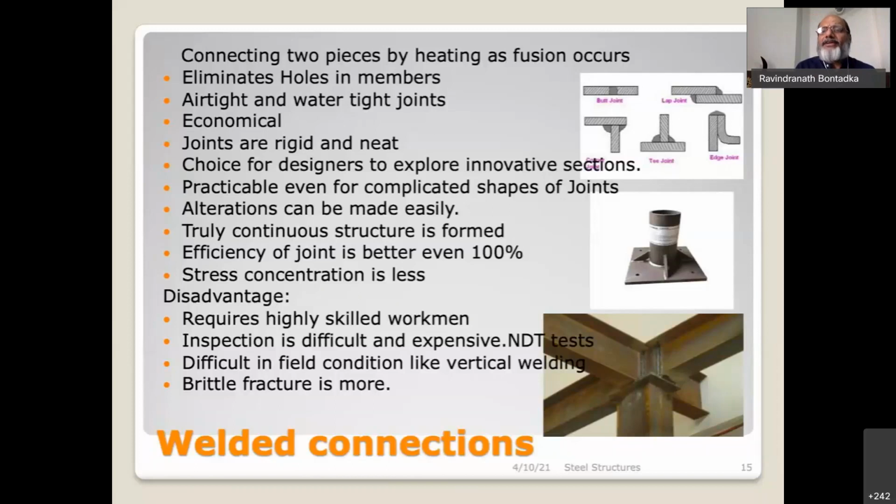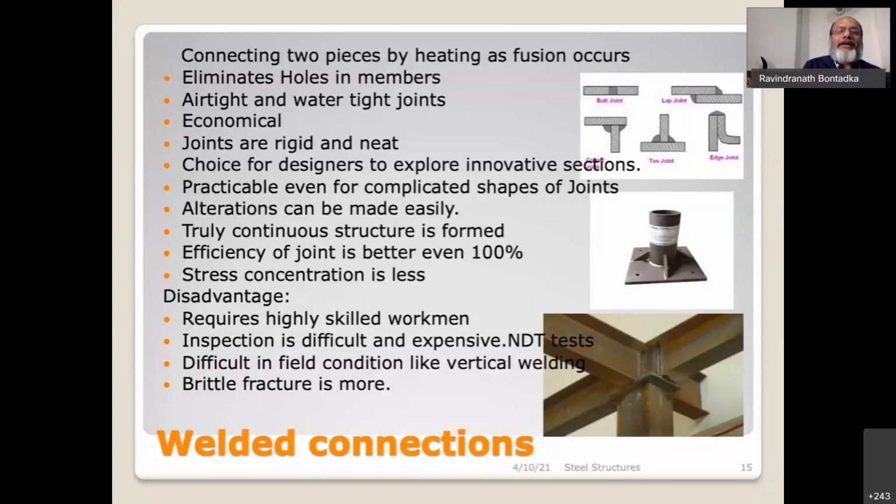We have butt joints, lap joints, T joints, edge joints, and all these different kinds of joints we come across in the welded connections. What are the advantages of these welded connections? It eliminates the holes in the members. What we saw in bolted connections, there was a hole which is drilled. That becomes a point of stress concentration, in very important places. Whereas with the welded connection, you avoid those holes.